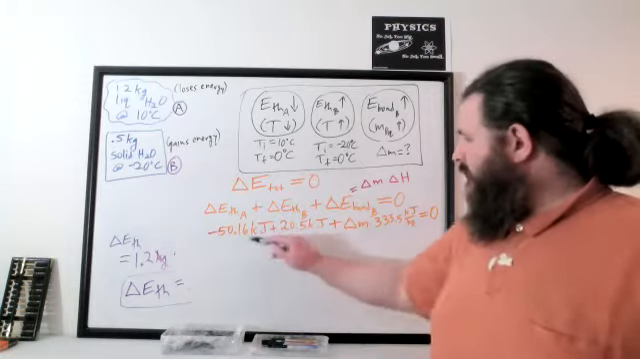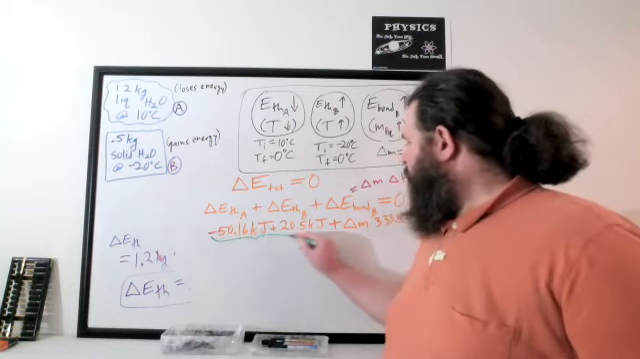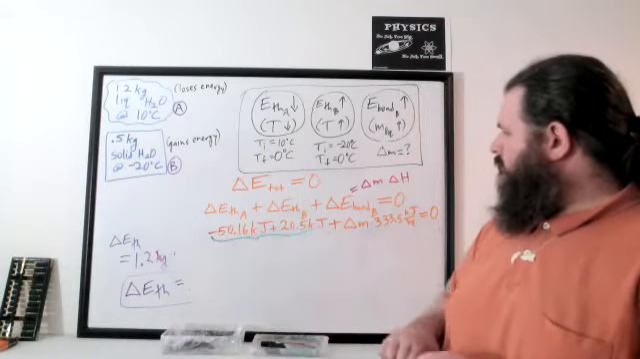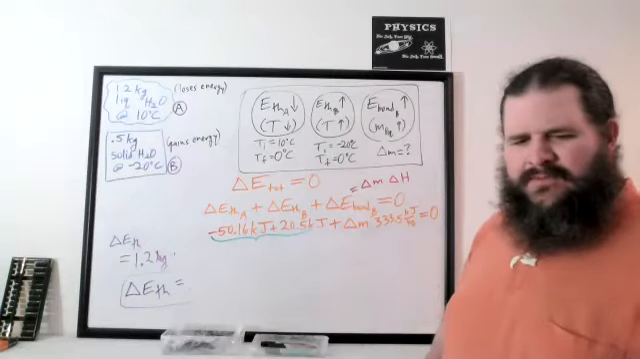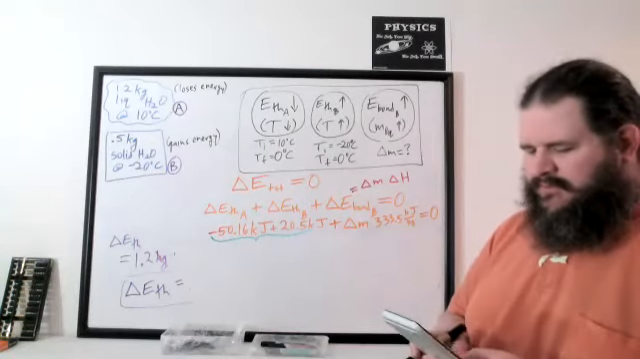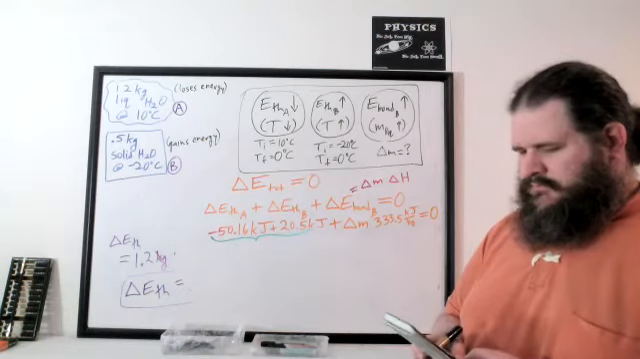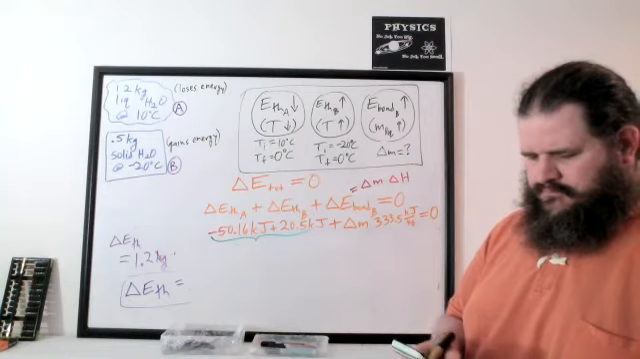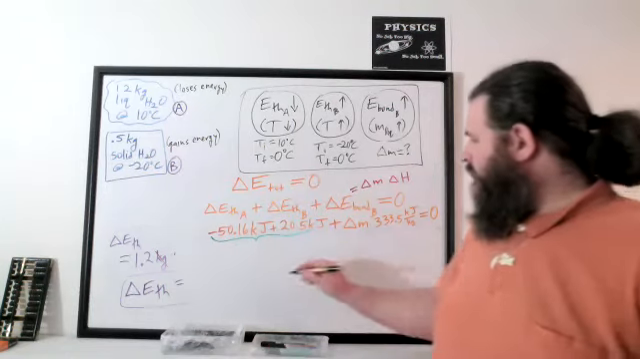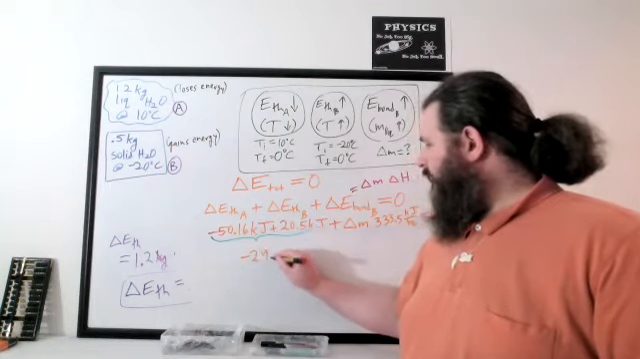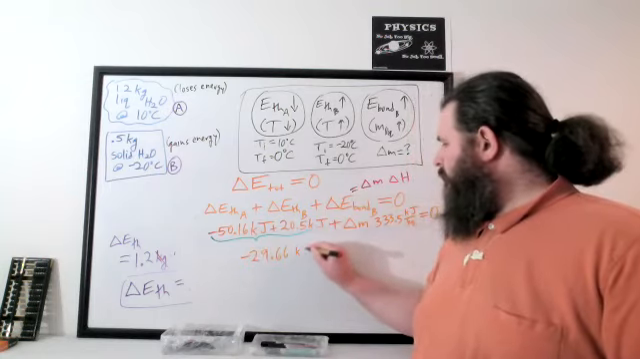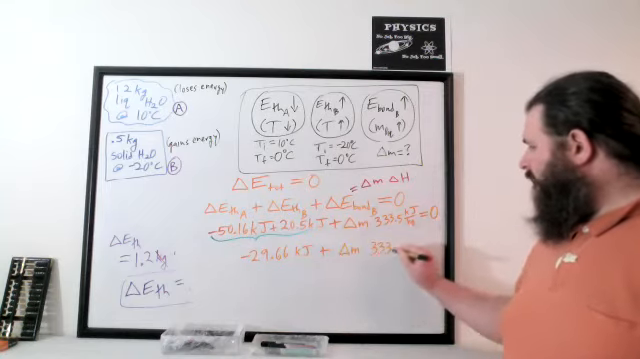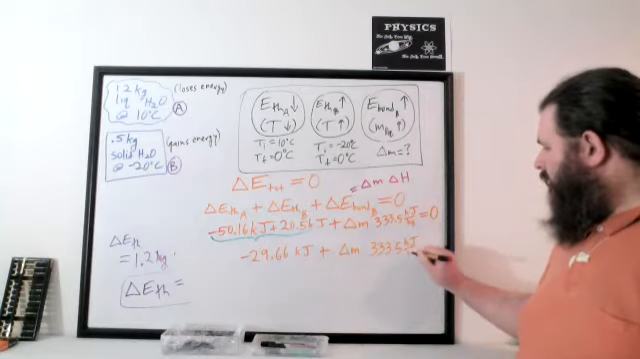Yeah, these numbers we can just add together. That gives us negative 30, negative 29 something. Be a little more precise than that. Negative 29.66. So pretty close to negative 30. Plus this unknown delta M times 333.5 equals 0.